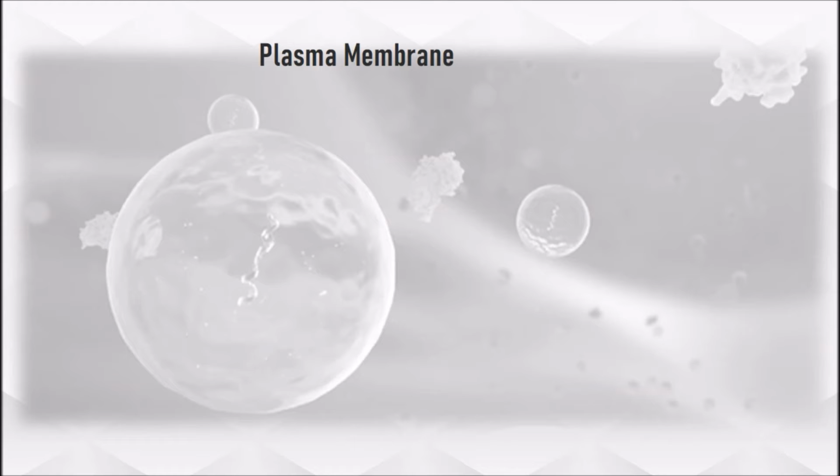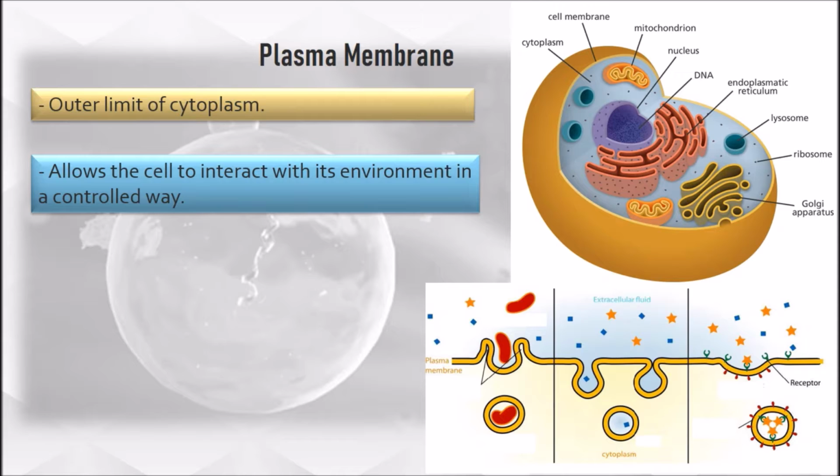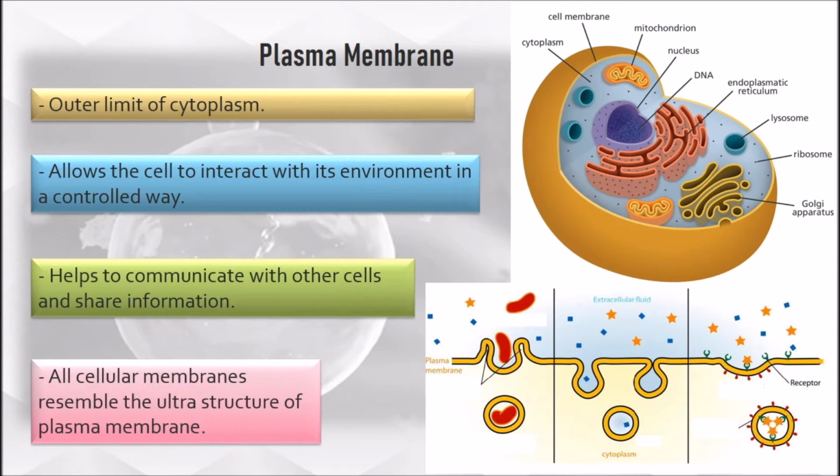Plasma membrane. The plasma membrane is the outer limit of the cytoplasm. It allows the cell to interact with its environment in a controlled way. It helps to take in necessary molecules needed by the cell and to remove waste matter from the cell. In addition, the plasma membrane is very important to communicate with other cells and share information. All cellular membranes resemble the ultrastructure of the plasma membrane.